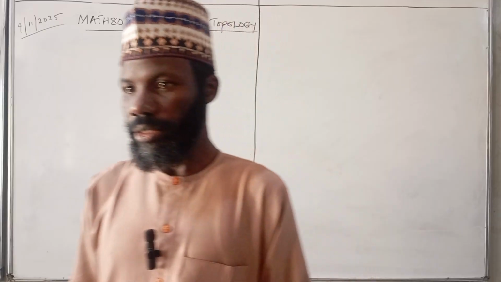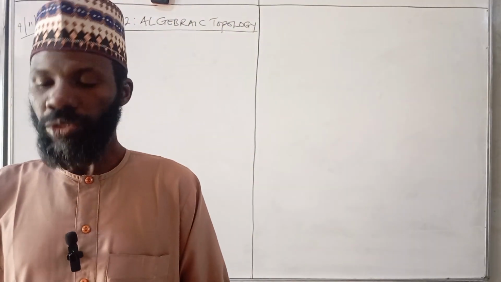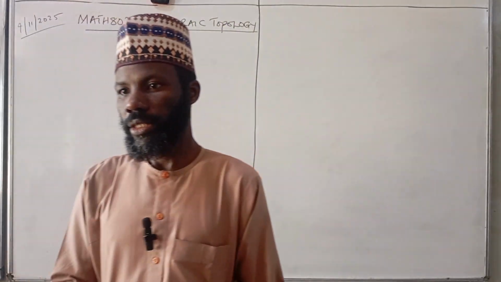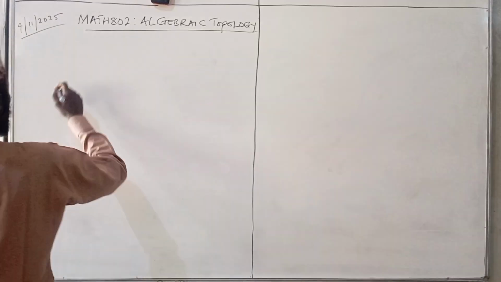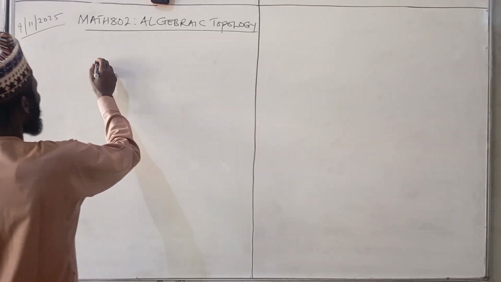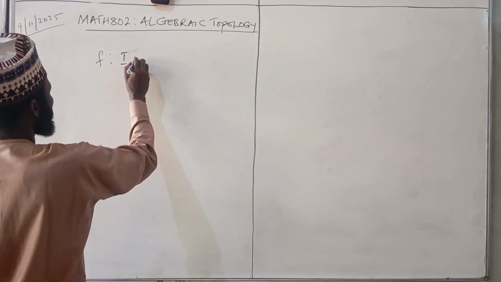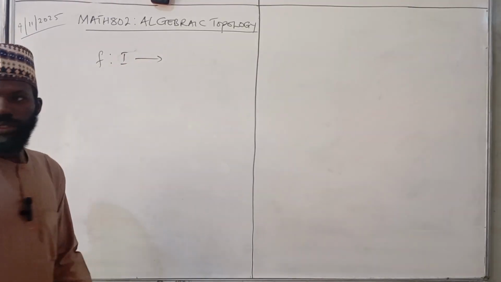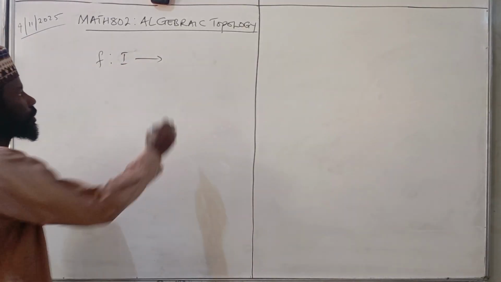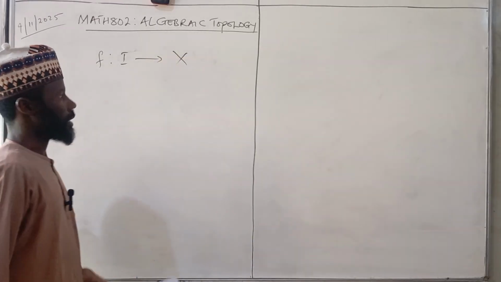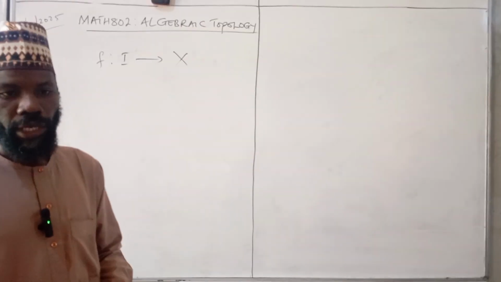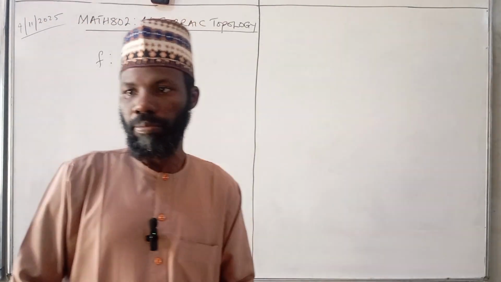So last time we were looking at path and path homotopy. You can recall the definition of a path. We define a path to be a continuous mapping from the closed bounded interval 0 to 1 into X, where X is a topological space. Any such continuous mapping is called a path.